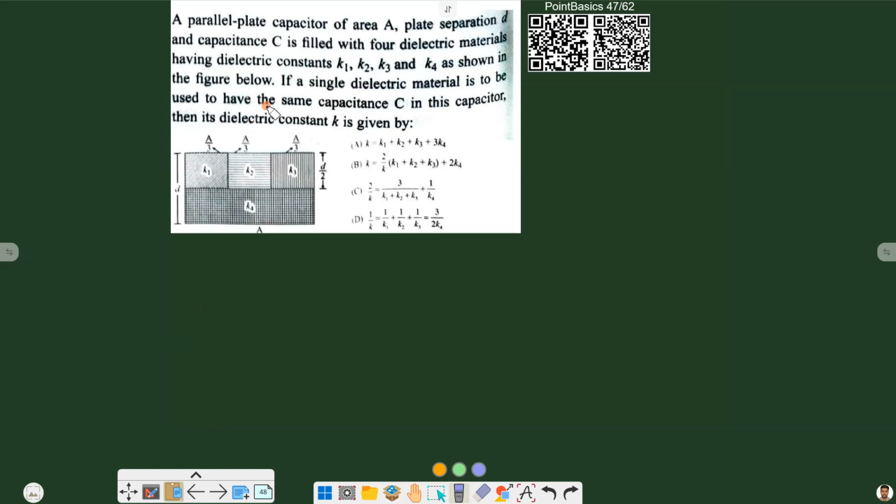A parallel plate capacitor of area A, plate separation D, and capacitance C is filled with four dielectric materials having dielectric constants K1, K2, K3, K4 as shown in the figure. If a single dielectric is to be used, we have to find a relation between the value of that single dielectric and the combined capacitance of these dielectrics. So let's start.